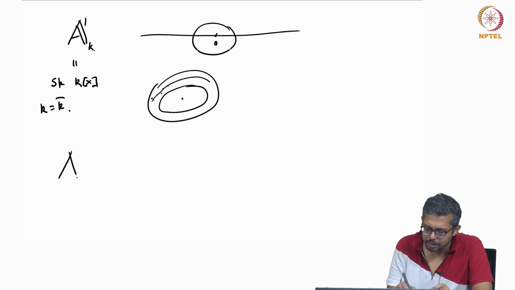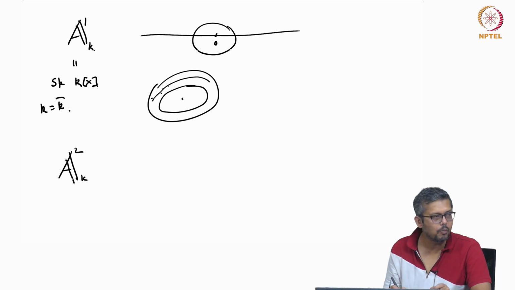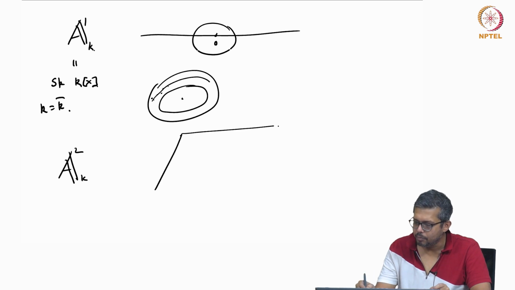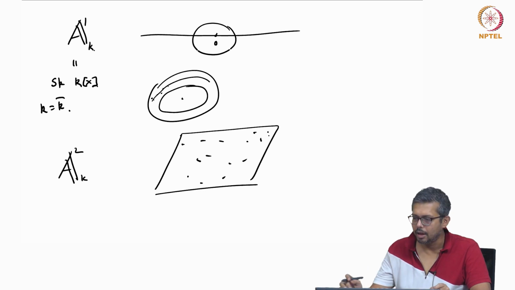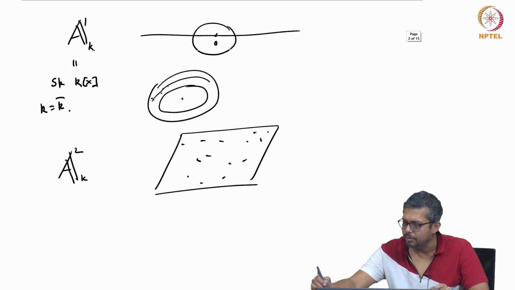Similarly, in the case of A^2 over K, say again K is algebraically closed, what are the points here? So you have the bunch of closed points in the plane. And what else do you have?